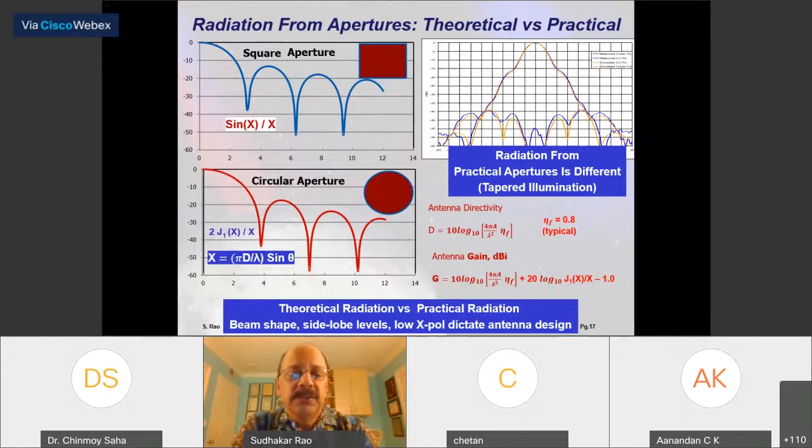This is good for quickly estimating the size you need, but of course you have to modify that. On the right-hand side you can see the radiation from practical apertures.